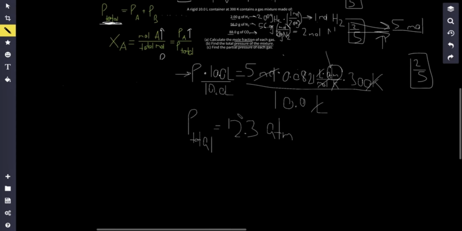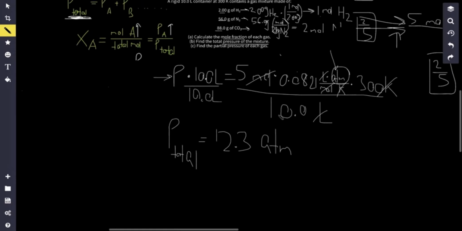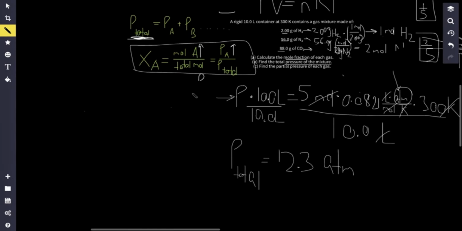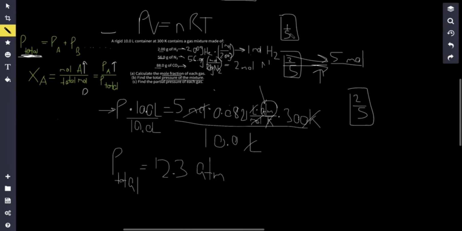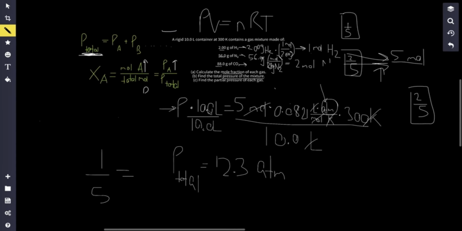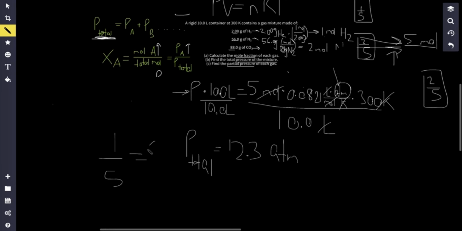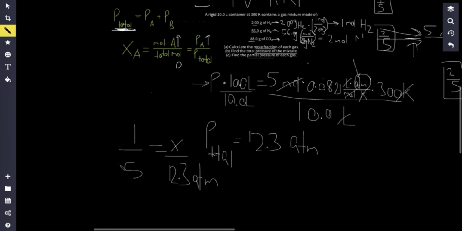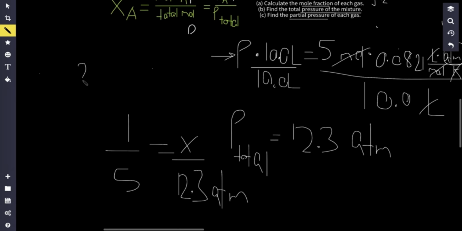All right, now that we have the total pressure, we can use our mole fraction formula. So remember, the mole fraction for H2 is 1/5. We know that we're trying to find out the partial pressure of H2. We don't know what that is, but we do know that the total pressure is 12.3 ATMs. So we know that H2 is going to exert 1/5 of the total pressure. So what is 1/5 ratio? 12.3 divided by 5. That's going to be 2.46 ATMs for hydrogen.